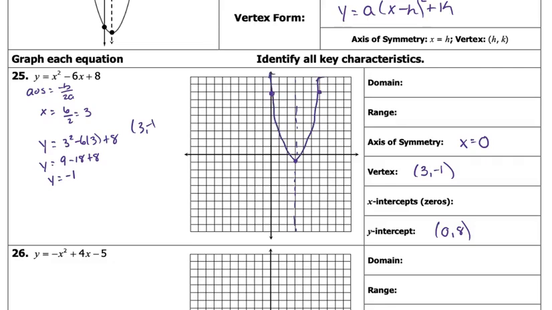I know my domain here would be all real numbers. And my range would be y is greater than or equal to, well, negative 1, right? Because I know that that's the minimum. It's opening up. So what I really just need to know is what my solutions are, my zeros.